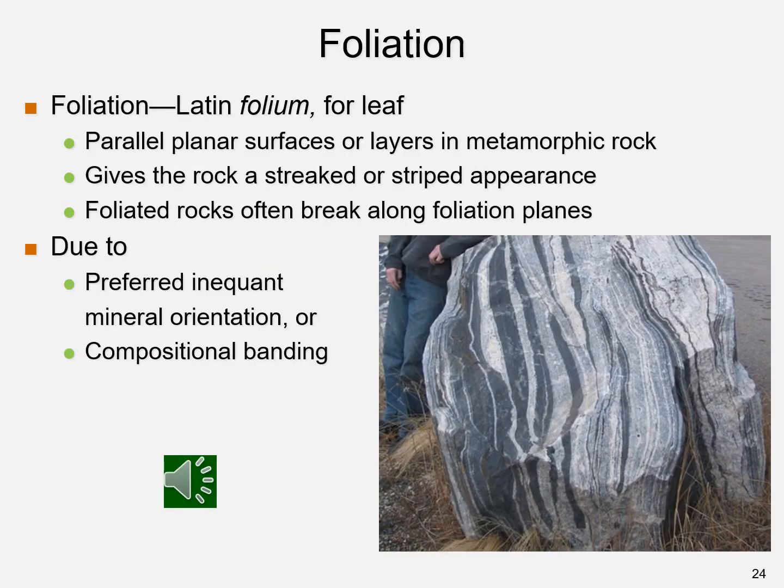The term foliation comes from the Latin folium for leaf. Geologists use foliation to refer to an assemblage of parallel planar surfaces in a metamorphic rock. Foliation can give metamorphic rocks a striped or streaked appearance in an outcrop. A foliated metamorphic rock has foliation either because it has preferred orientation, that is, it contains inequant mineral crystals that are aligned parallel to one another, or because it has alternating dark-colored and light-colored layers.